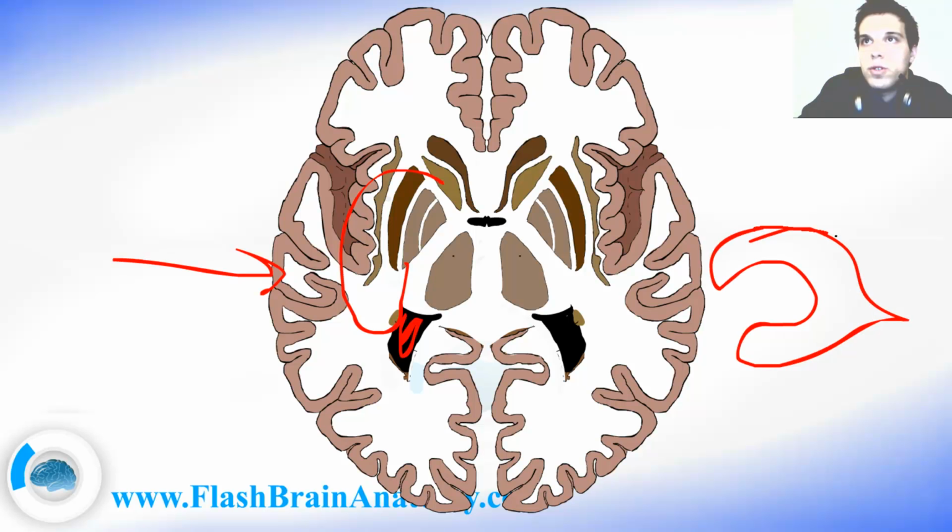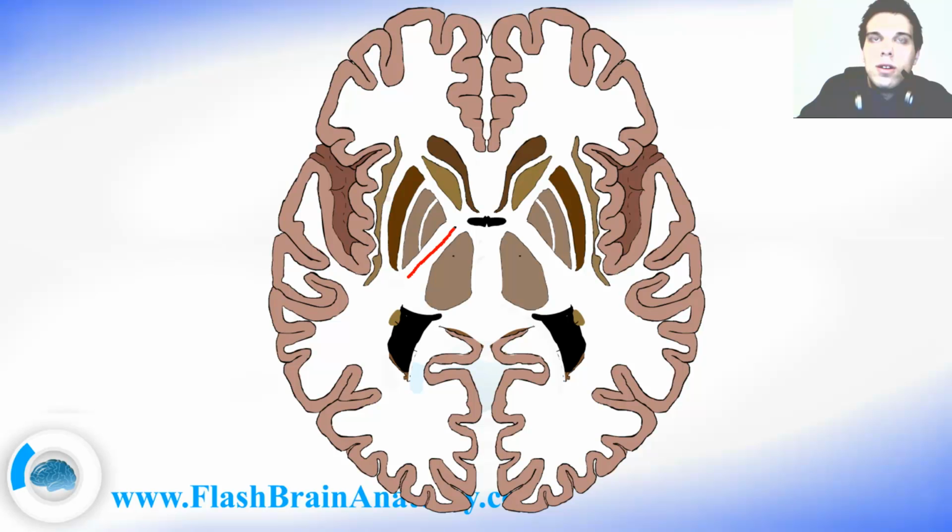This is the lateral ventricle with its anterior horn, posterior horn, inferior horn, and the cella media. This part of white matter that divides the pallidum from the thalamus and the caudate nucleus is called the internal capsule. This over here is the external capsule, and this over here is the extreme capsule.